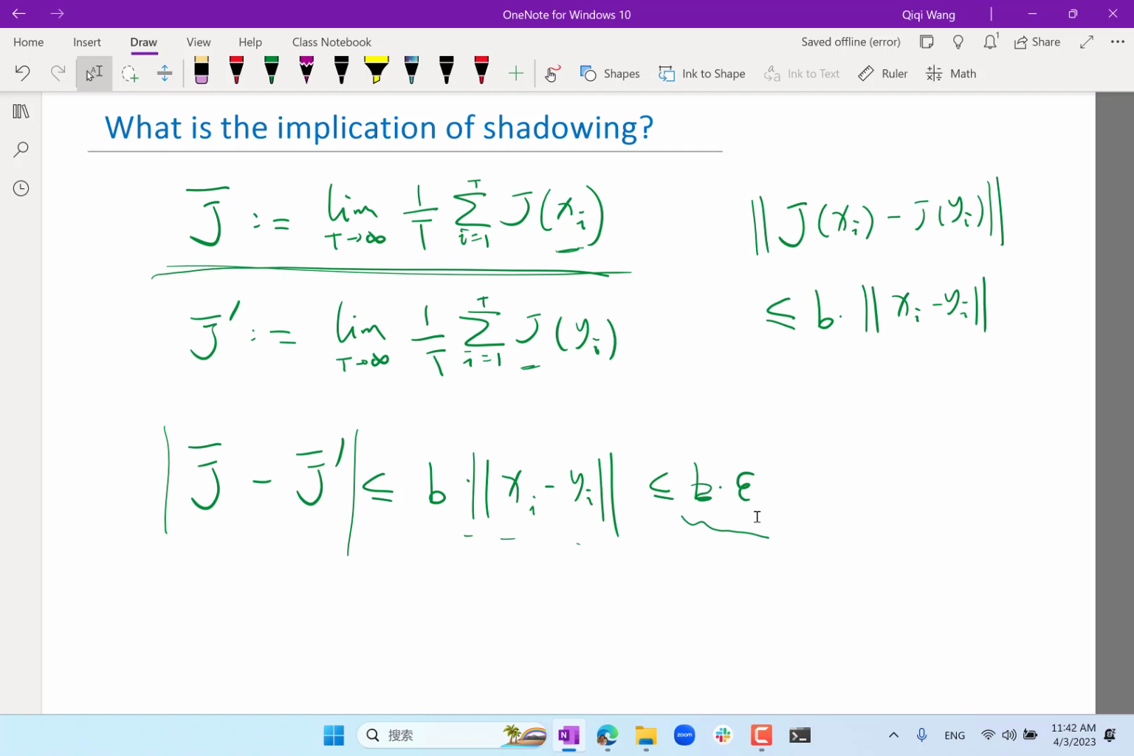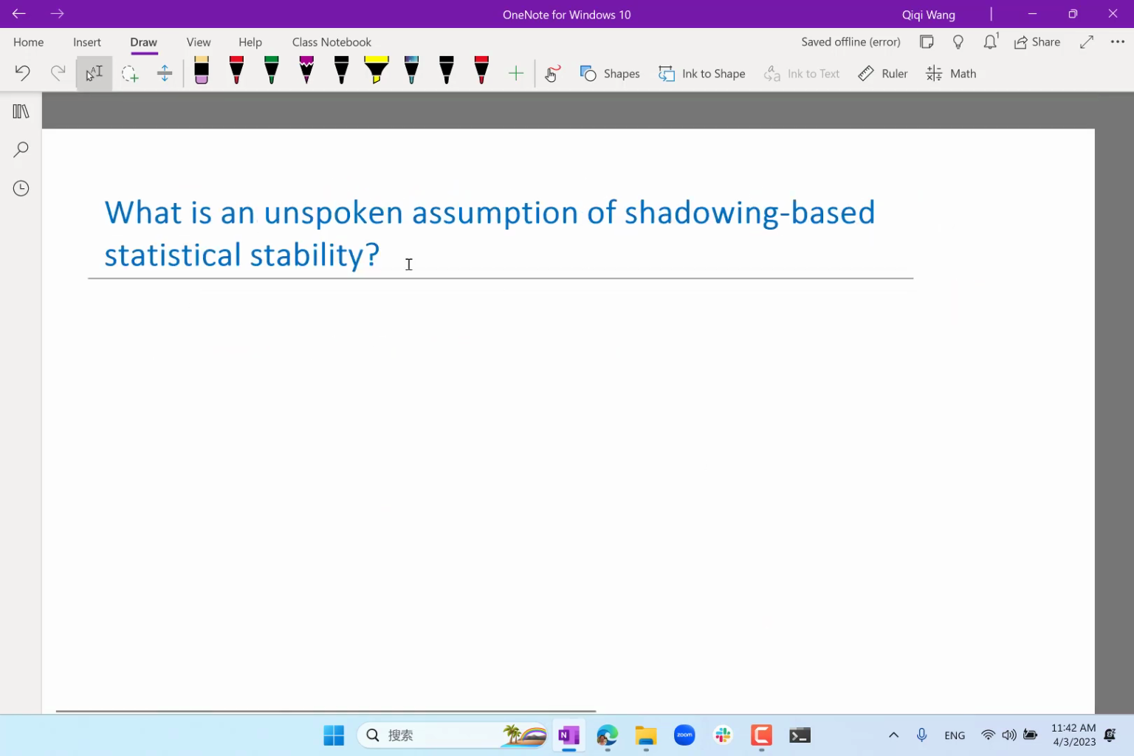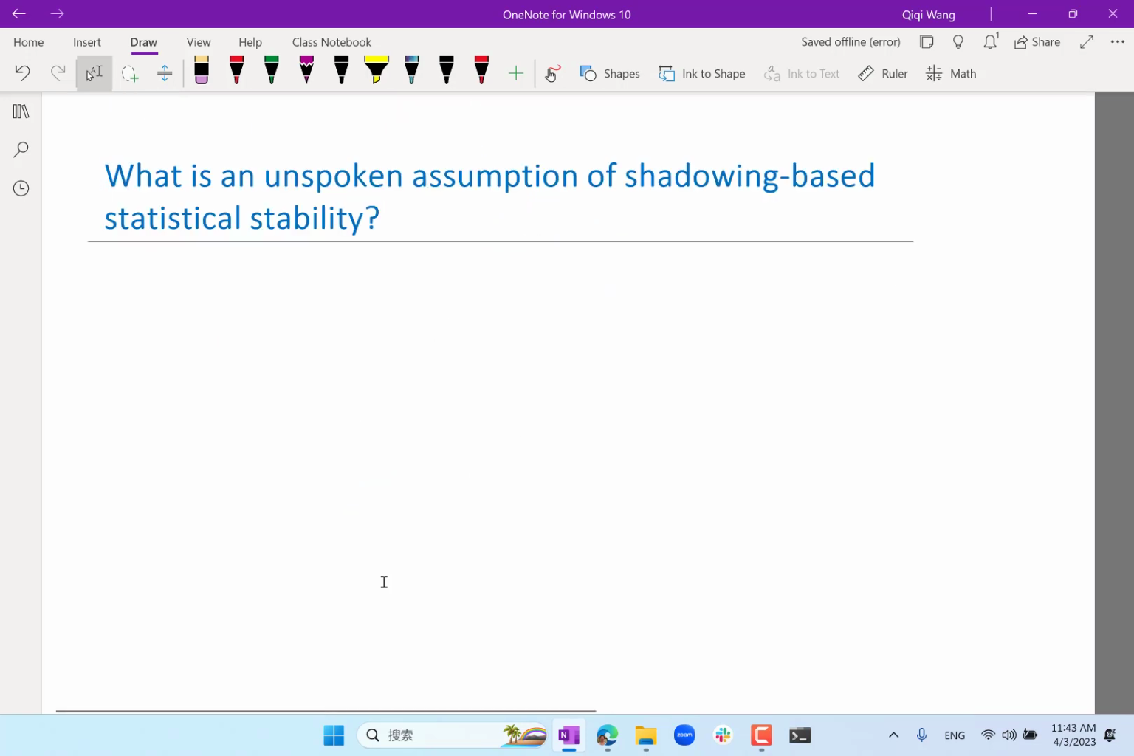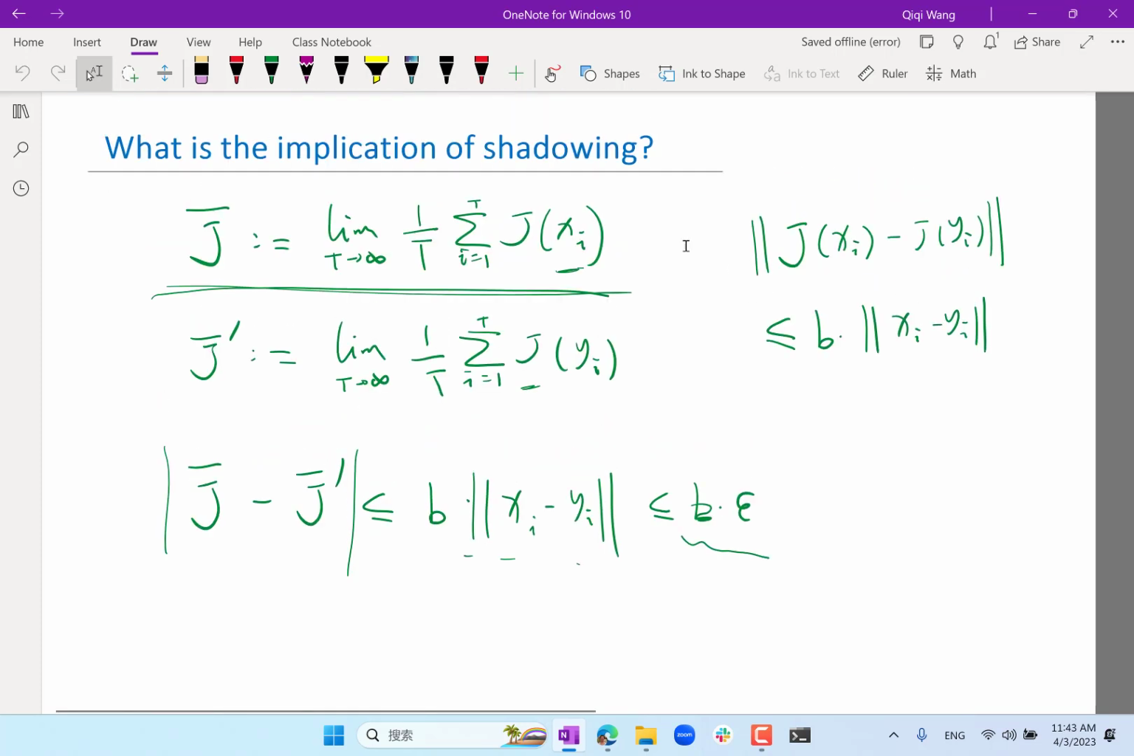Okay, so let's show what is the unspoken assumption of shadowing-based statistical stability. This statement over here is really statistical stability. It is saying, if I perturb the system by less than delta, then the statistics would differ by less than epsilon. A small perturbation leads to a small result. That's a stability statement. So the unspoken assumption is really that for any pseudo orbit you obtain, although there is an exact solution, that exact solution has to be able to represent the statistics of the system.